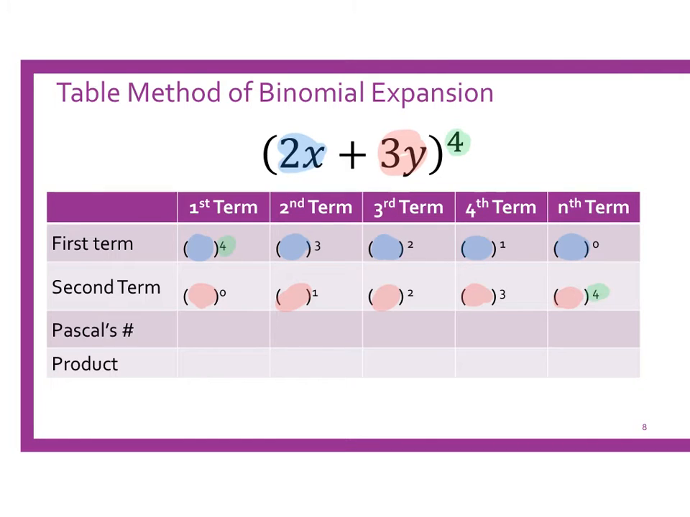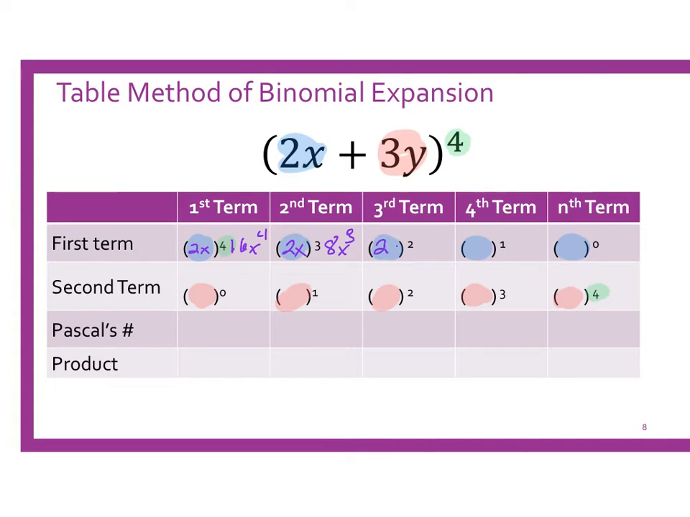All right, 2x is my first term, so it's 2x to the 4th. Oops, wrong one. 2 to the 4 is 16. So this is 16x to the 4th. Then I have 2x cubed, which is 8x cubed.